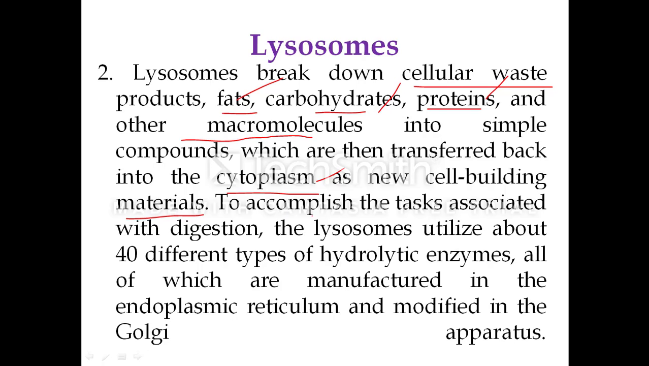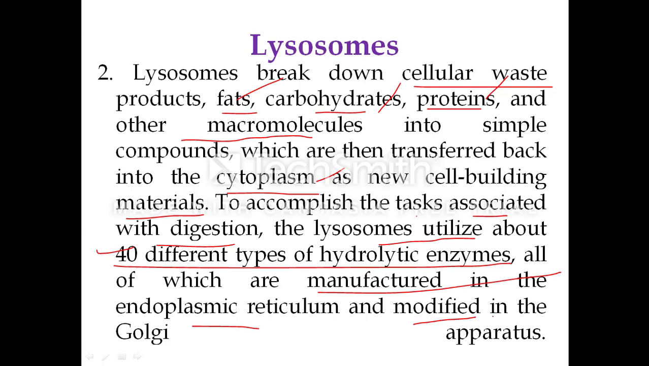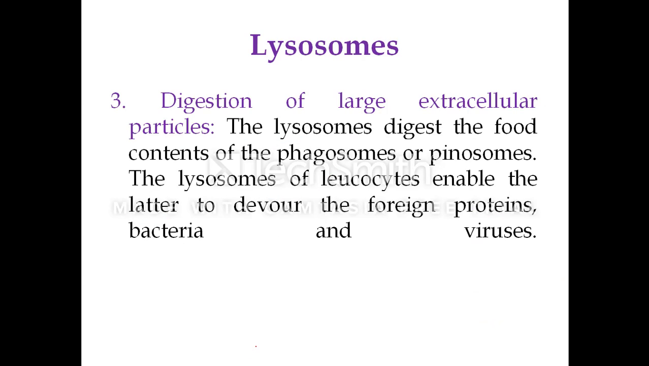To accomplish the tasks associated with the digestion, the lysosomes utilize about 40 different types of hydrolytic enzymes. As I told earlier, it's a bag of enzymes filled with more of lytic enzymes. Up to 40 different types of hydrolytic enzymes are present, all of which are manufactured in the endoplasmic reticulum and modified in the Golgi apparatus. So we need to prepare the hydrolases and the membrane protein for the lysosome biogenesis. They will be manufactured in the endoplasmic reticulum, modified or bagged in the Golgi apparatus, and sent to the site of action.